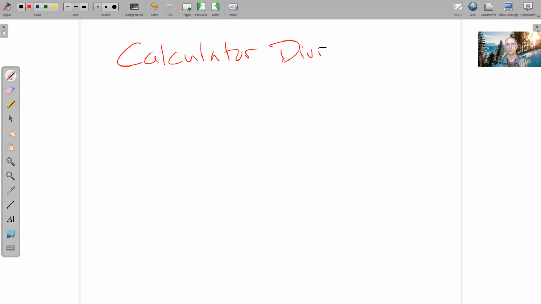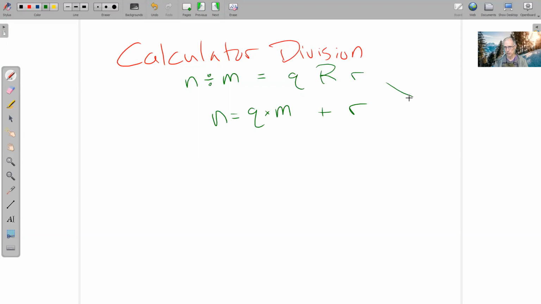Calculator division. And as we're considering doing this, we've got to think about the division algorithm. So we've got that idea that n divided by m is equal to some number q, remainder some number little r, which really means that n equals q times m plus r. So we're going to take these two statements together to figure out how to identify on our calculator what q and r are.